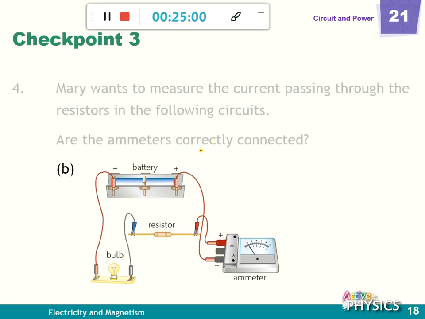And then how about this? Also wrong, because the polarity is wrong. Positive should link up to the positive, so this one is wrong. But if this part is okay, I change it into positive and negative, then you can see that the current passing through the ammeter and the current passing through the resistor are on the same path. It means that they are in series. Okay, then this part is okay.